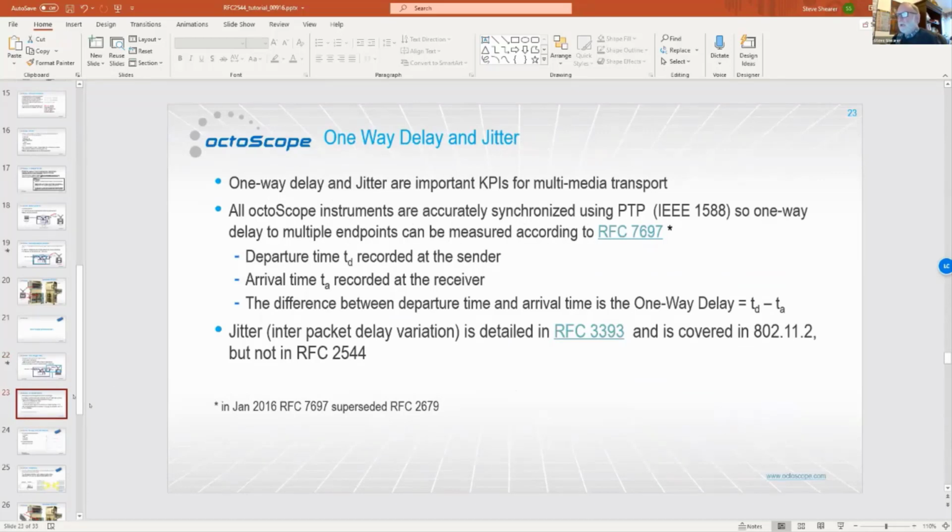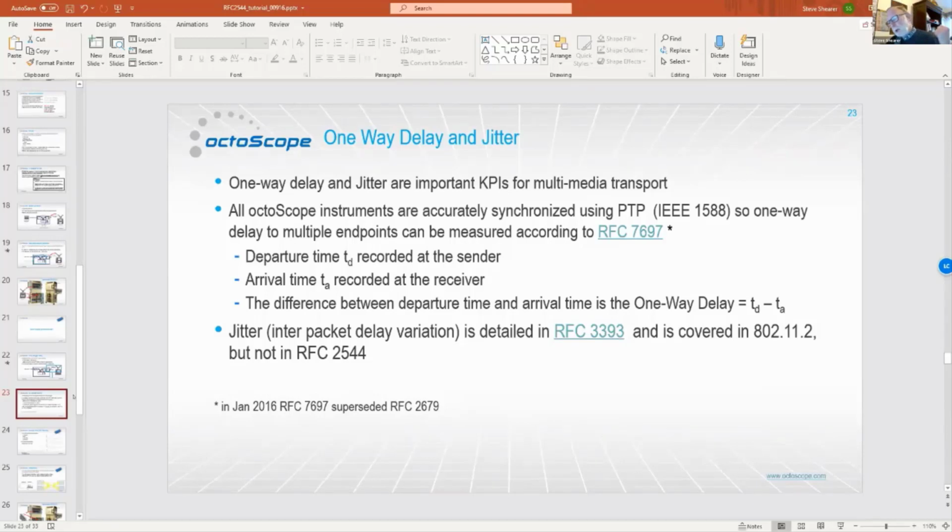We can also look at one-way delay. One-way delay and jitter are important for multimedia transport. These again are touched on by various RFCs. One-way delay is RFC 7697. Interestingly, it's a fairly recent RFC, which came out in January 2016 and superseded the older one that had been around for quite a long time. The concept of one-way delay is pretty simple.